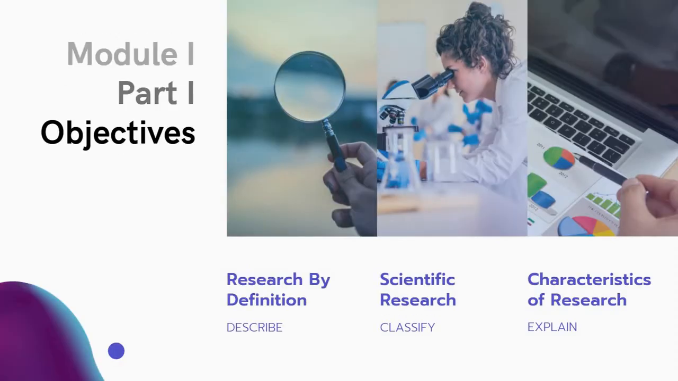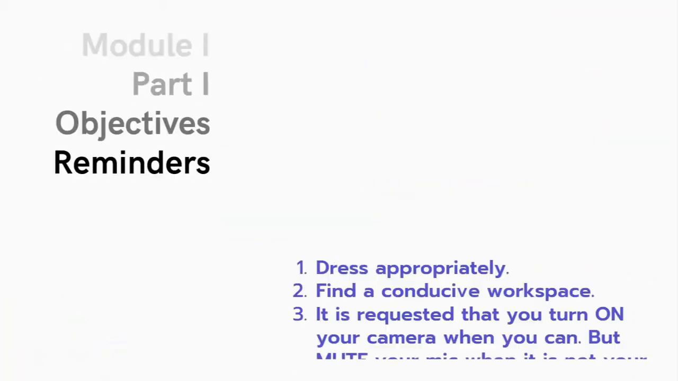So in this lesson we're going to have 3 goals. The first one, describe research according to some definitions given by scholars. Second, classify the different types of scientific research. And lastly, we're going to explain the different characteristics of research. What makes a research good? What makes it valid? And what makes it useful?